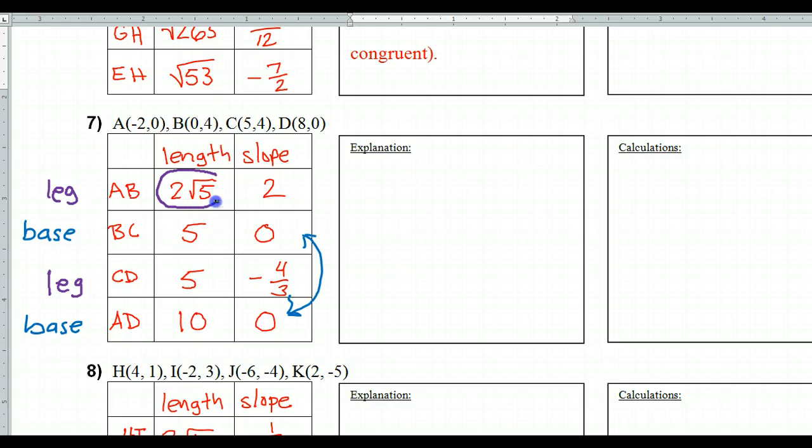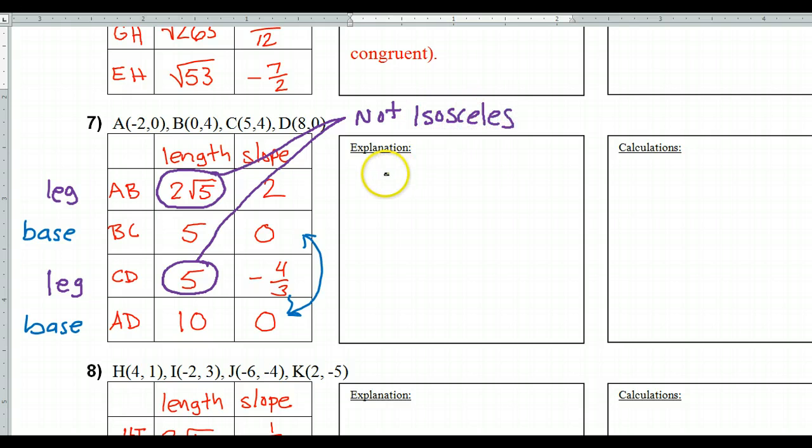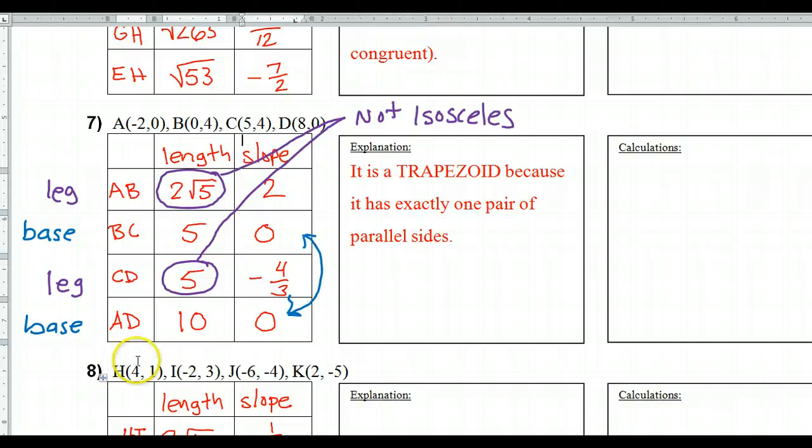We just have to find out is it isosceles, but if this were isosceles, then the legs should have been congruent, and they are not. So we will write a note off to the side pointing at these two legs, and we will write not isosceles. And then we will go on and write our explanation. For the explanation we write, it is a trapezoid because it has exactly one pair of parallel sides.